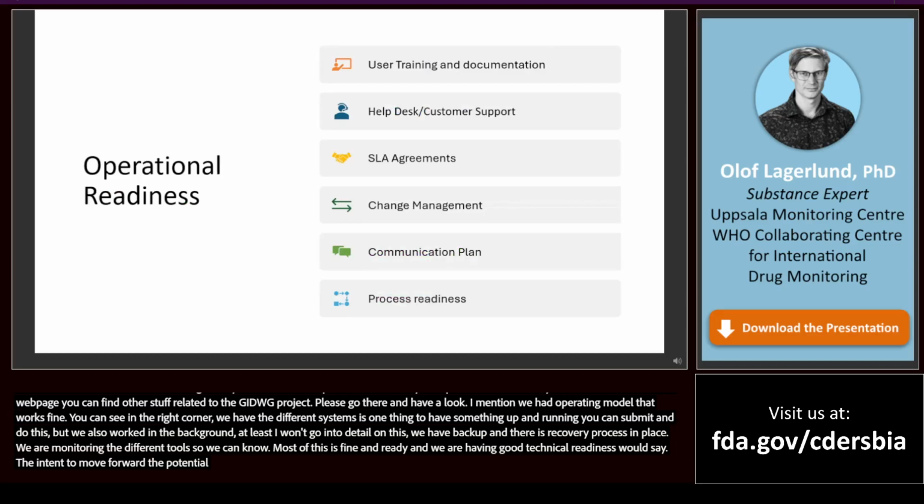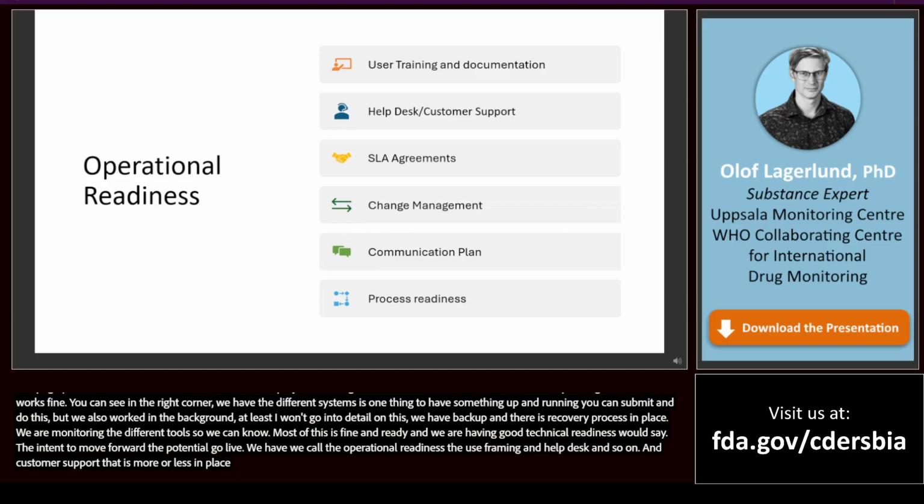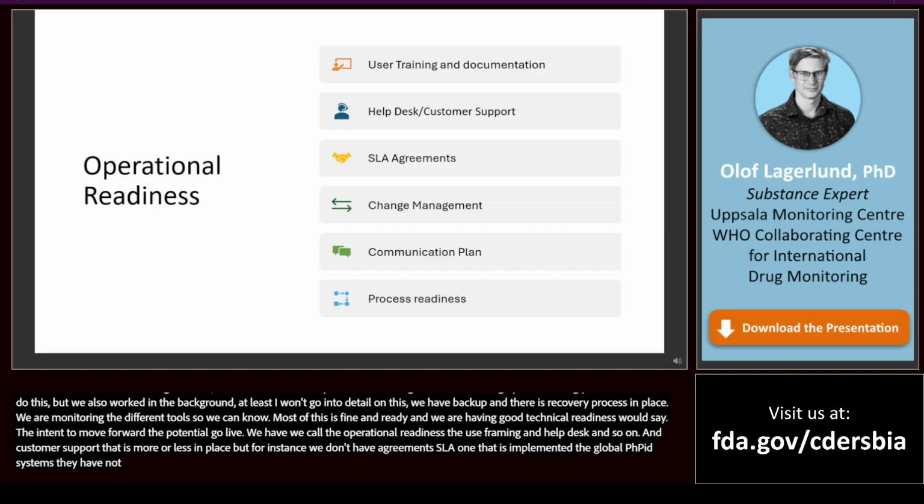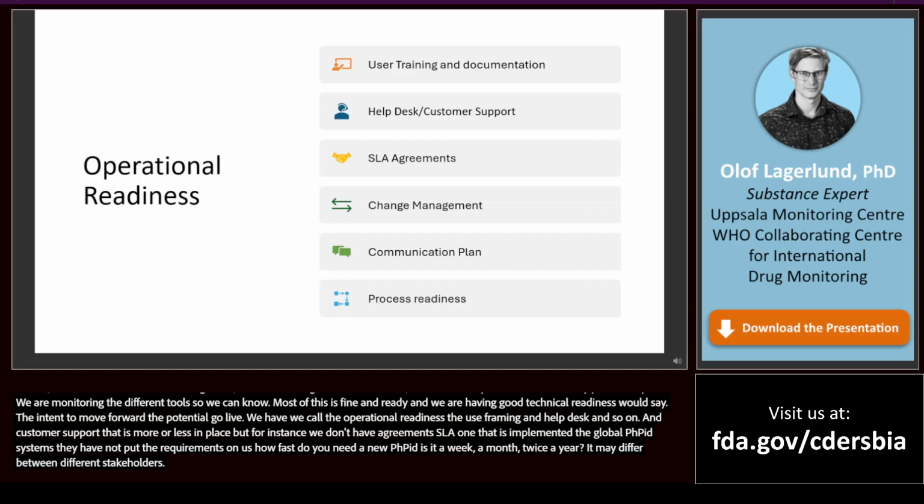We also have what we call operational readiness, more of the user training and help desk and so on. The help desk customer support is more or less in place. But for instance, we don't have any SLA agreements because no one has really implemented the global PhPIDs in their systems, so they haven't put requirements on us. How fast do you need a new PhPID? Is it a week, a month, twice a year? It may differ between different stakeholders. So we will get to that as we move on.